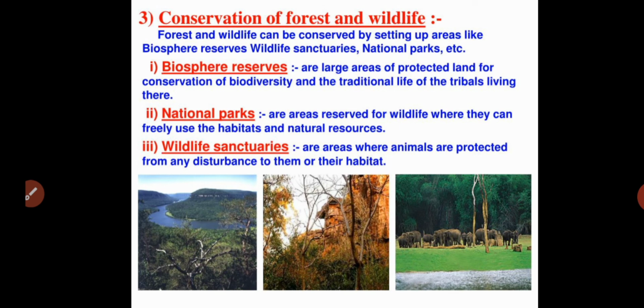Similarly, one more method is wildlife sanctuaries. Many wildlife sanctuaries are there. So, what are wildlife sanctuaries? Wildlife sanctuaries are the areas where animals are protected. They are the areas for conserving animals from any disturbance to them or their habitat. So these are the methods of conservation of forest and wildlife: biosphere reserves, national parks, and also wildlife sanctuaries.